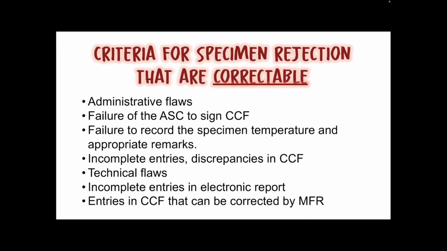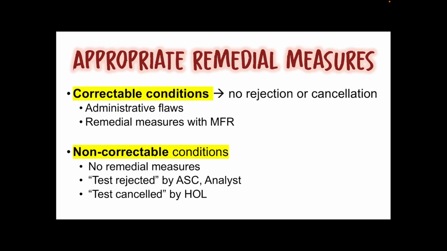Next, criteria for specimen rejection that are correctable. So administrative flaws, failure of the ASC to sign CCF, failure to record the specimen temperature and appropriate remarks, incomplete entries, discrepancies in CCF, the technical flaws, incomplete entries in electronic report, and entries in CCF that can be corrected by MFR. So these are the appropriate remedial measures.